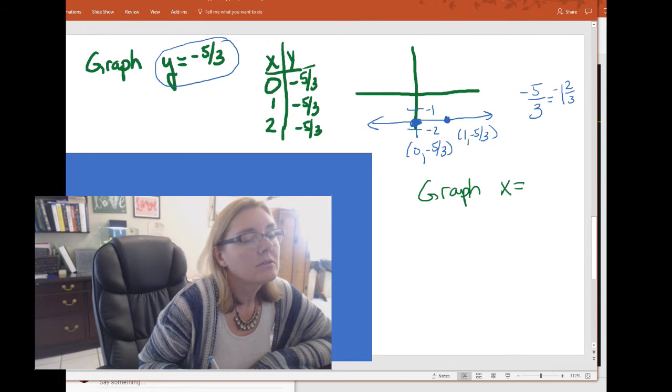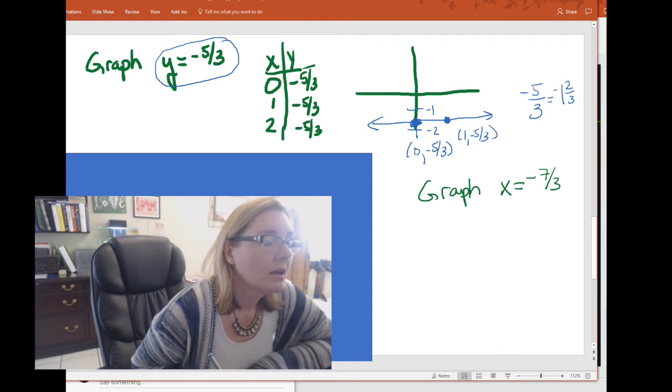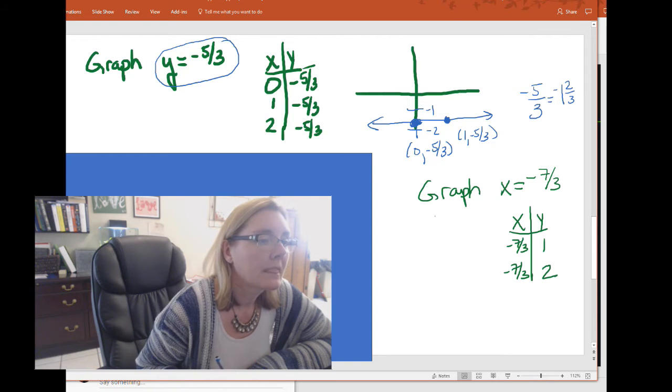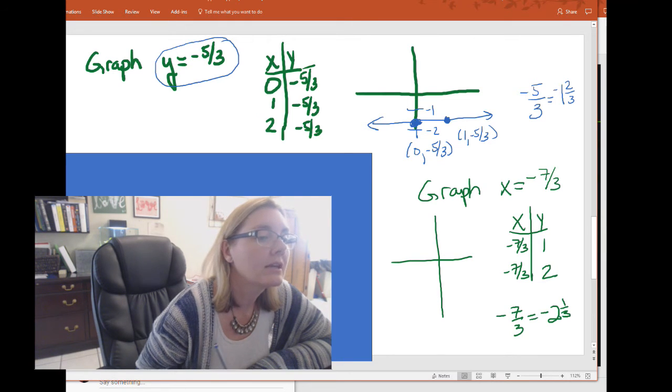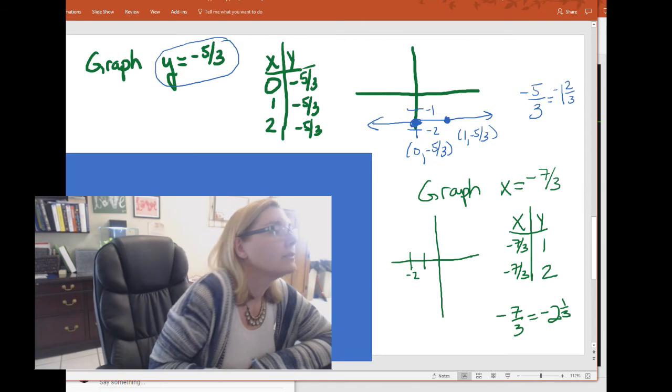x equals, let's do negative 7/3. Again, make a little chart, but this time all the x values are negative 7/3. Pick a couple of y values and plot them. Now, negative 7/3, 3 goes into 7 twice with 1 left over, so that's like negative 2 1/3, a little bit past negative 2. So on the x-axis, I'm going to go a little bit past negative 2.